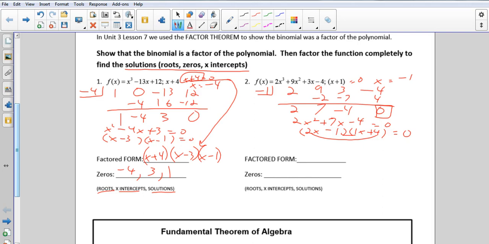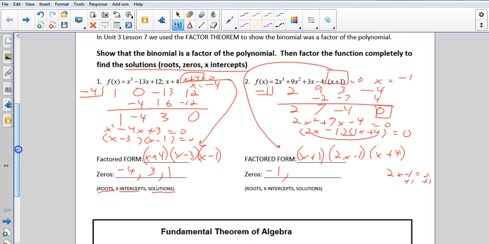So for factored form, don't forget to start with this first. It doesn't matter if it comes first. I'm just trying to make you remember to do it. And then we have our 2x minus 1 and our x plus 4. Zeros: x plus 1 equals 0 gives you -1. 2x minus 1 equals 0, add 1 to both sides, 2x equals 1, divide by 2, x is 1/2. x plus 4 equals 0 gives us a negative 4. Those are our roots, our zeros, our x-intercepts, and the solutions.